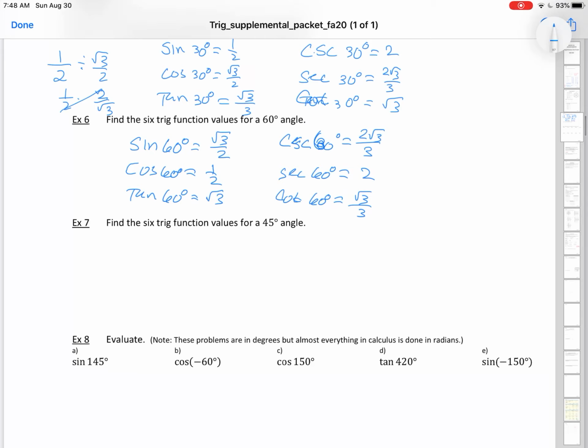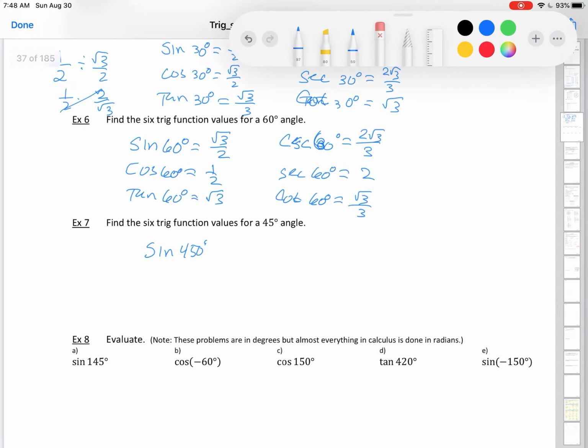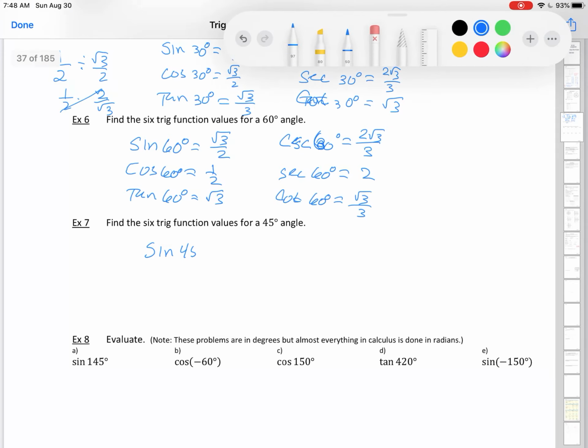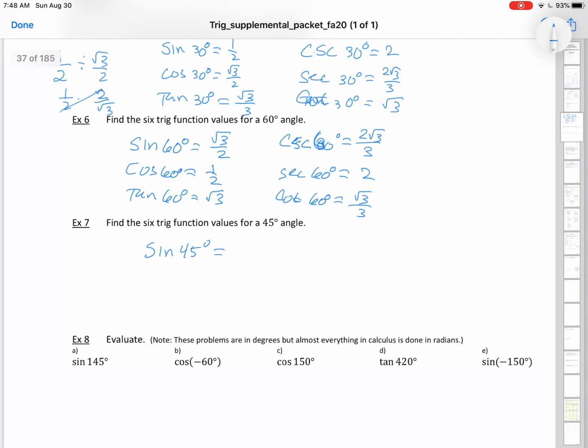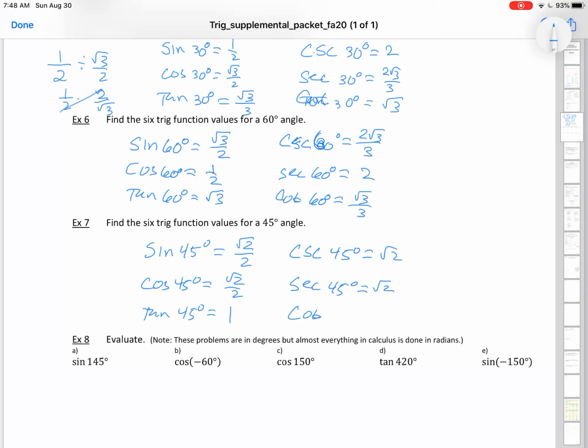And then 45. The point of these exercises is to stress the memorization. Sine of 45 degrees, well, that's the one that's the same, so that's the root 2 over 2. Cosine of 45 degrees, also root 2 over 2. And tangent of 45 degrees is equal to 1. And then the cosecant of 45 degrees, root 2. Secant of 45 degrees, also root 2. Cotangent of 45 degrees, 1.